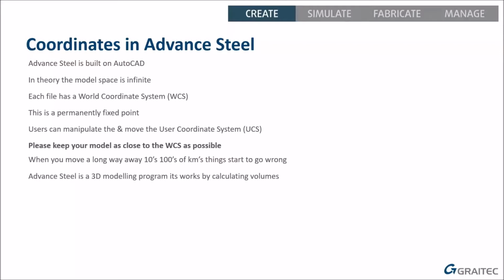Advanced Steel is a 3D modeling program, and it works by calculating the volumes of the objects. And when you move a long, long way away from zero, the system struggles to actually do the calculations for those volumes. So when you move a long way away from zero, the following can be affected: your numbering, your clash checks, and your 3D orbiting. This is the one that I had when I was in industry.